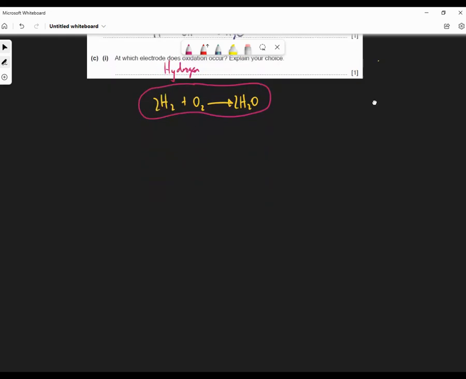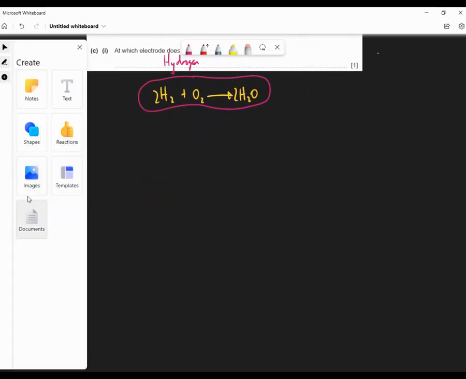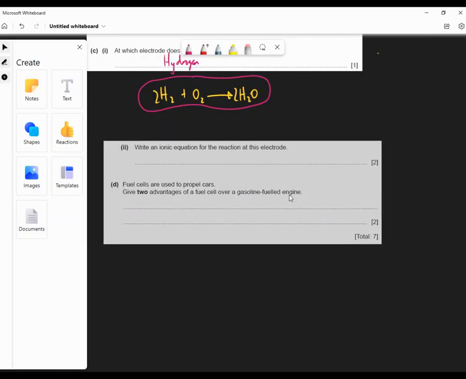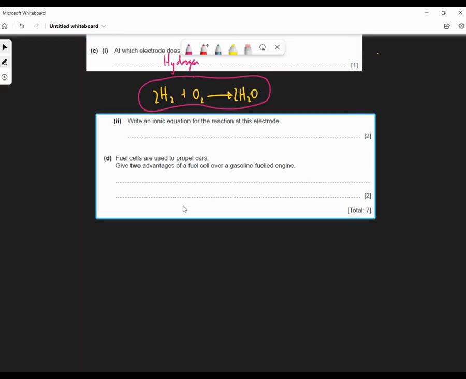All right, so let's do the rest of the question. An ionic equation for the reaction at this electrode. Well, we've done it already. Hydrogen. I don't know why I said two, though. You can say two, but let's get rid of the two. Hydrogen becomes 2 hydrogen ions plus 2 electrons. And there you go.